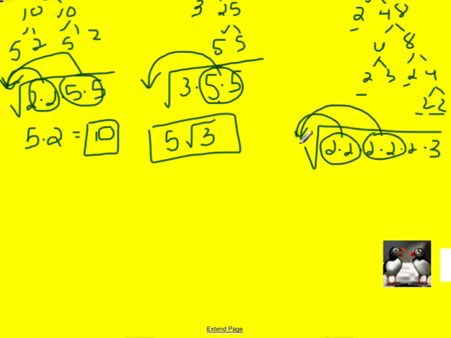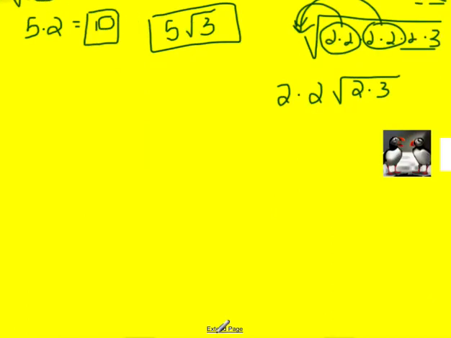I have a pair of 2's here I can take out, and the rest of these are left without a partner. So then I have one pair of 2's on the outside, another pair of 2's on the outside, and then underneath I have left 2 times 3. Well, 2 and 3 can't be partners because they're not the same number. So now we just need to multiply what's left over.